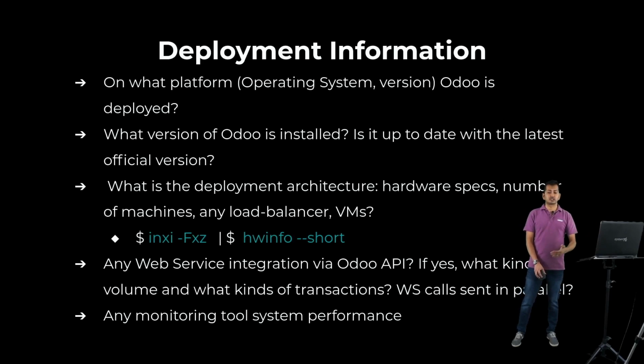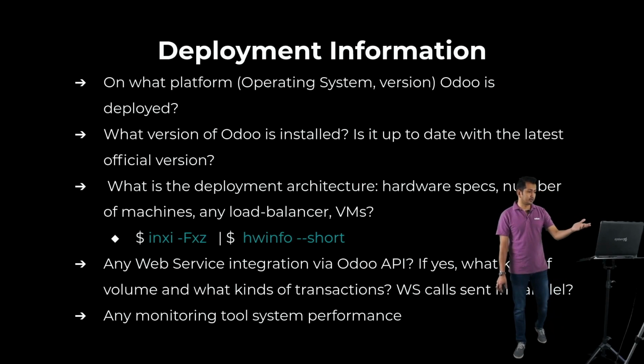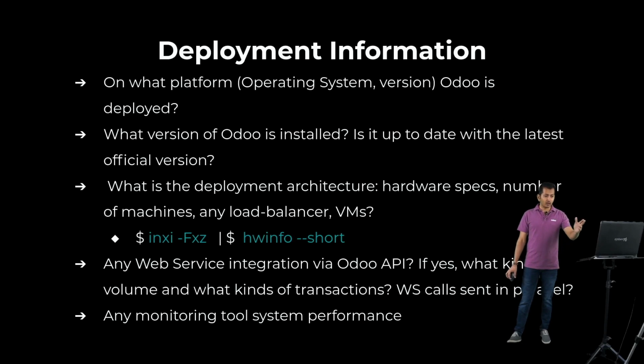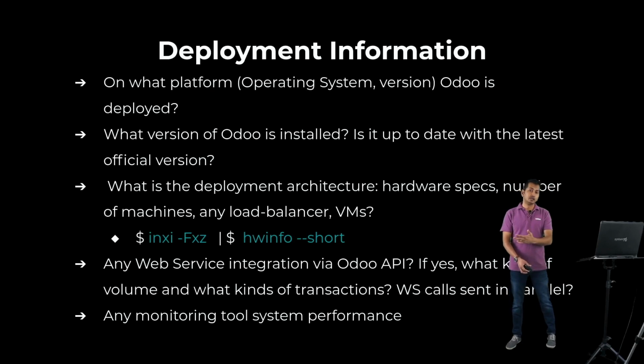The questions are such as: on what platform are you using Odoo, what is the operating system, what is the version of the operating system, what is the version of Odoo installed on the server, is it up to date with the latest release on GitHub, and if it's an older version, how old is it? What is the deployment architecture, hardware spec, number of machines? Is there any load balancer installed? Are there any virtual machines being used in your setup? Those are the kind of questions you need to know.